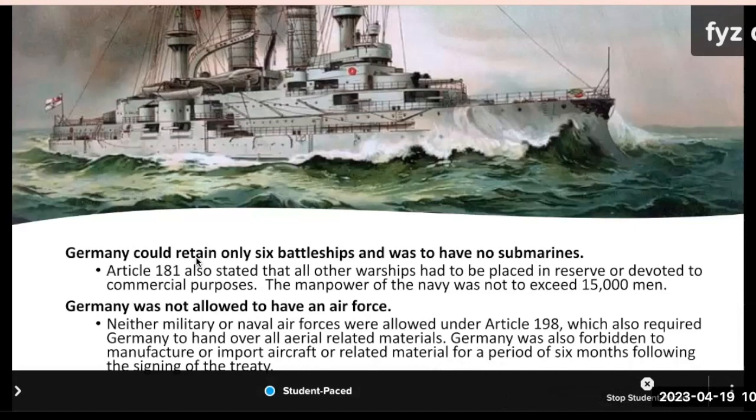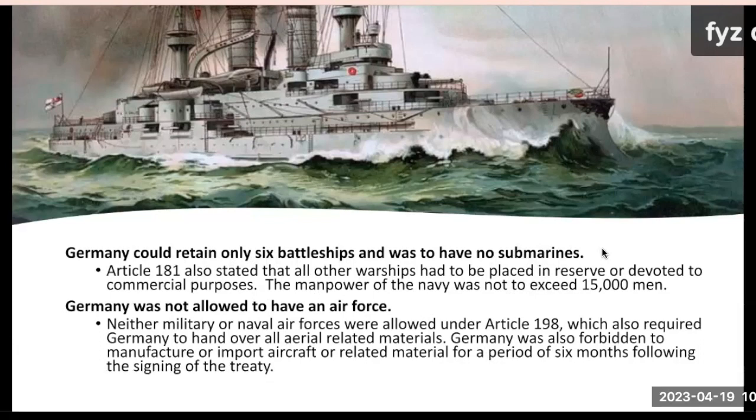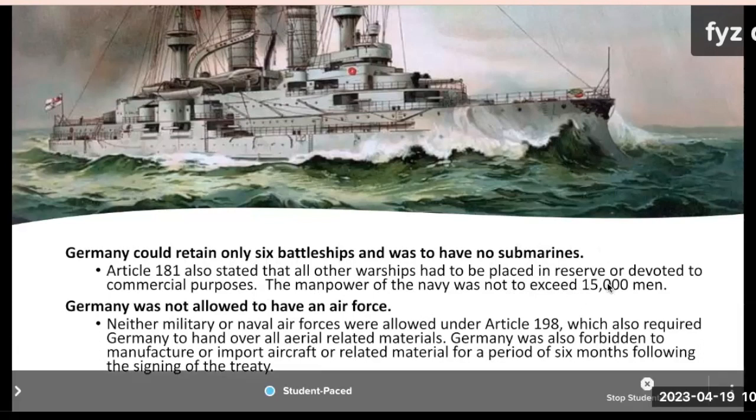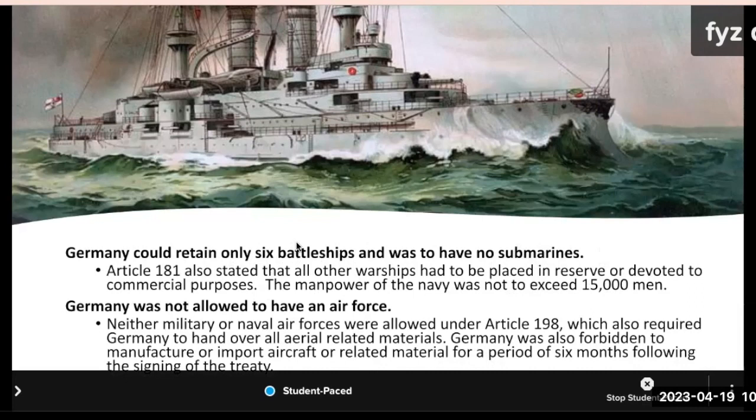So we see that Germany can only keep 6 battleships and their submarines are taken away because submarine warfare was very effective in World War I. Okay, that did help Germany out a lot. And they're also going to cut down the number of people in their Navy. So you only have 6 battleships, you have no submarines, and your Navy is limited.